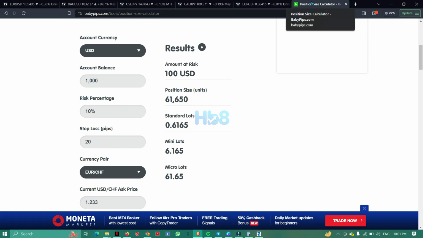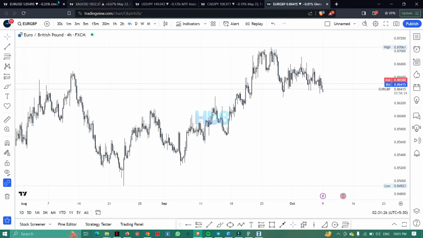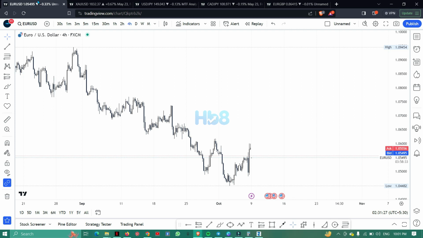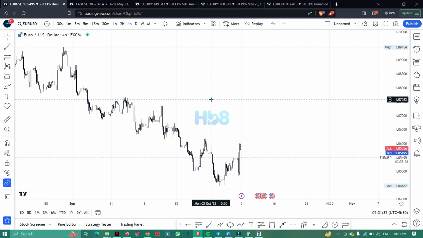We are not going to use any position size calculator. We're going to be doing everything here in TradingView. So let's dive into the business of the day.